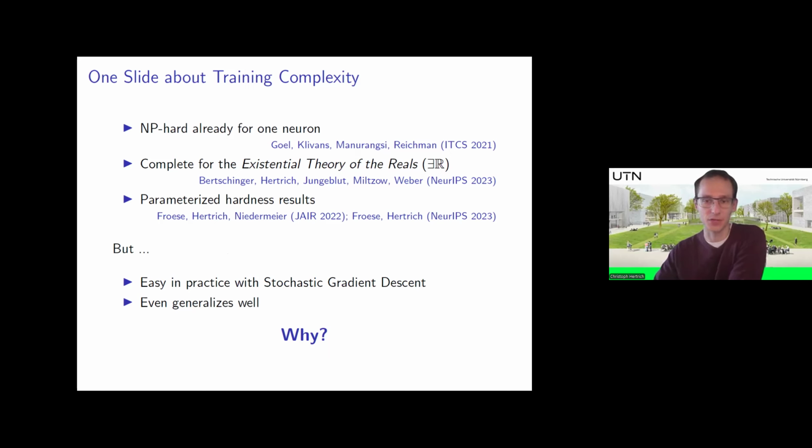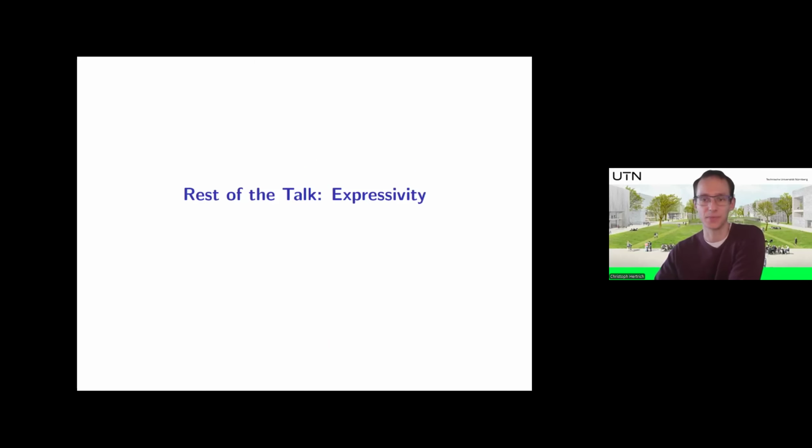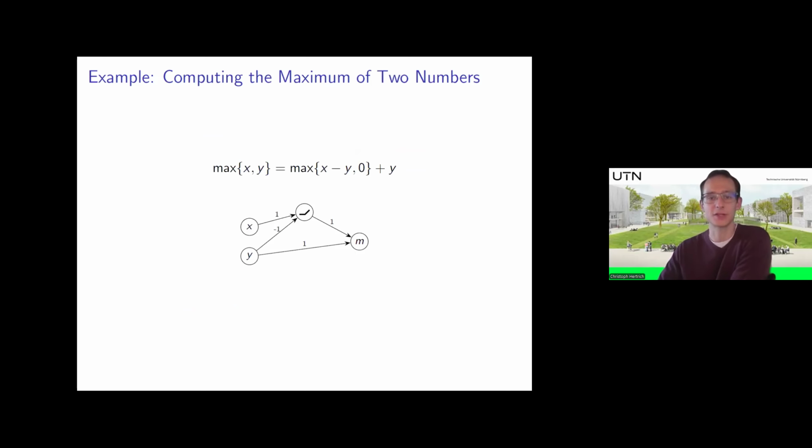Then let's jump right into expressivity. And here I want to start with a very cute little example, which I like a lot, which is just computing the maximum of two numbers. So let's say our neural network has two inputs, x and y, and we want to compute the maximum of these two with a ReLU neural network.